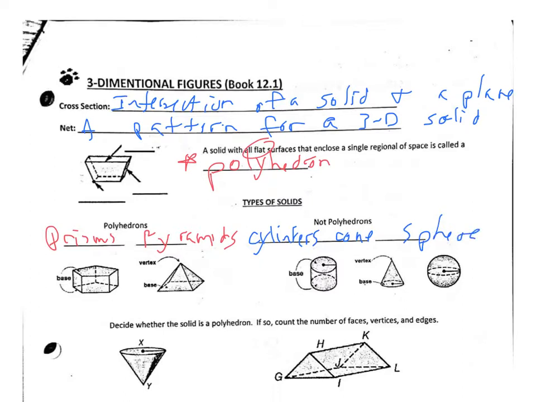Parts of a three-dimensional figure, we have that arrow is pointing to an edge. It's a line segment. This arrow is pointing to a face. It's a plane. And this arrow is pointing to a vertex. It is a point. Okay, that's how you differentiate between them.